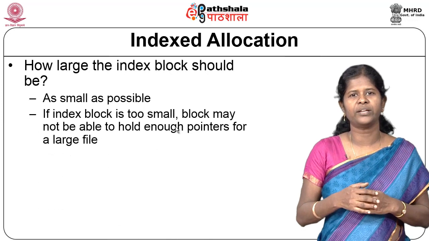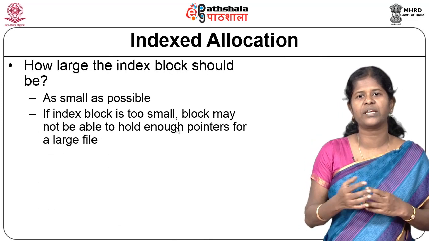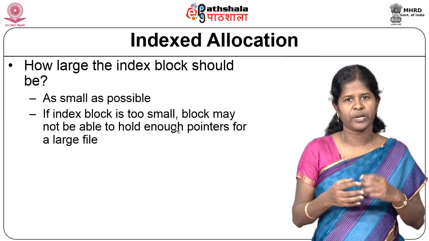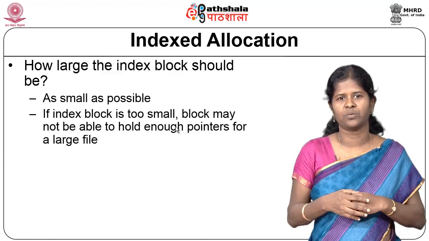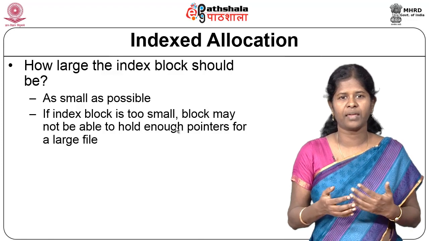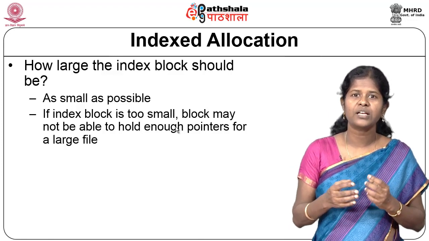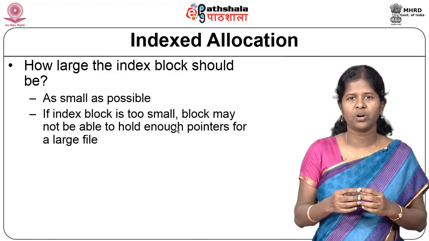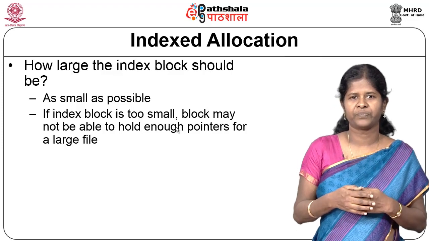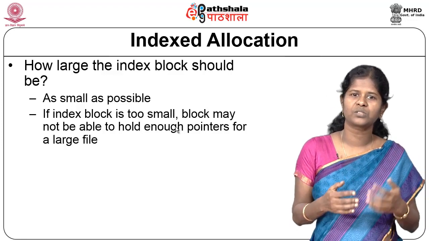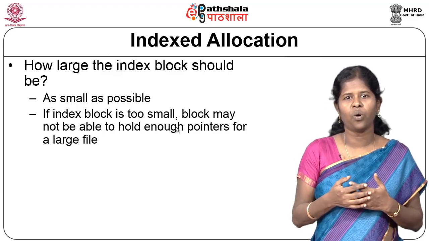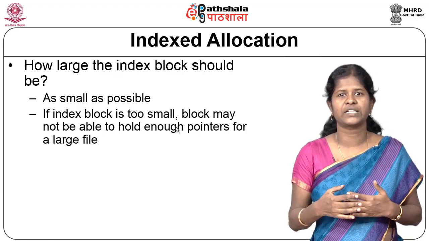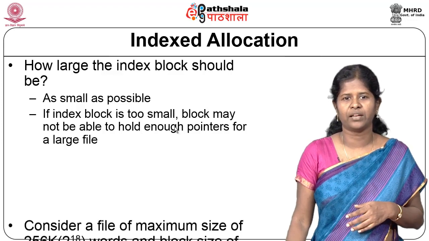And another thing what you need to look at is how large the index block should be. Because you have only 2 entries, the whole index block is being used. So, maybe we may think that we need to use a smaller index block because a lot of space is getting wasted. But if the index block becomes too small, it may not be large enough to hold all pointers if it is a larger file. So, that is again a problem.